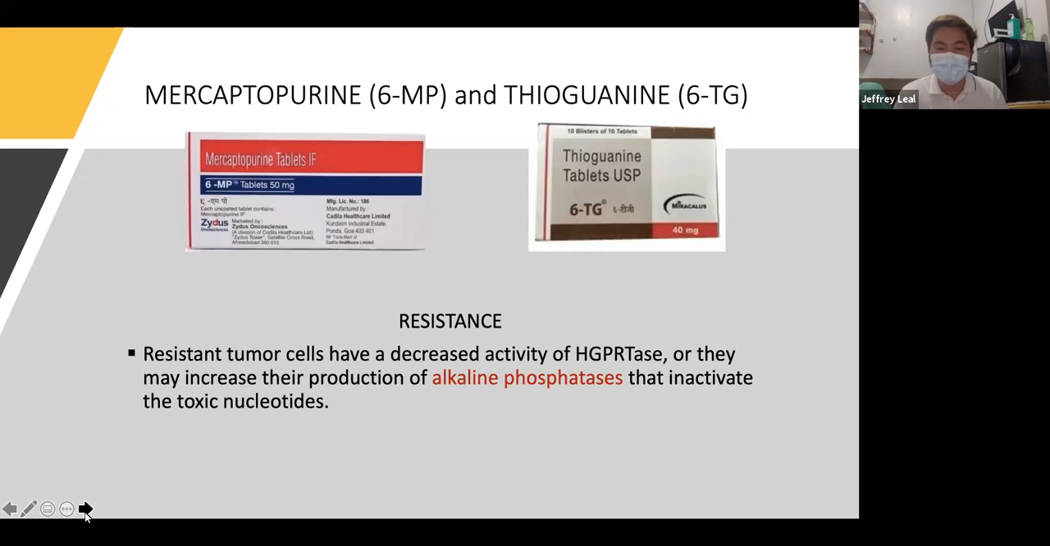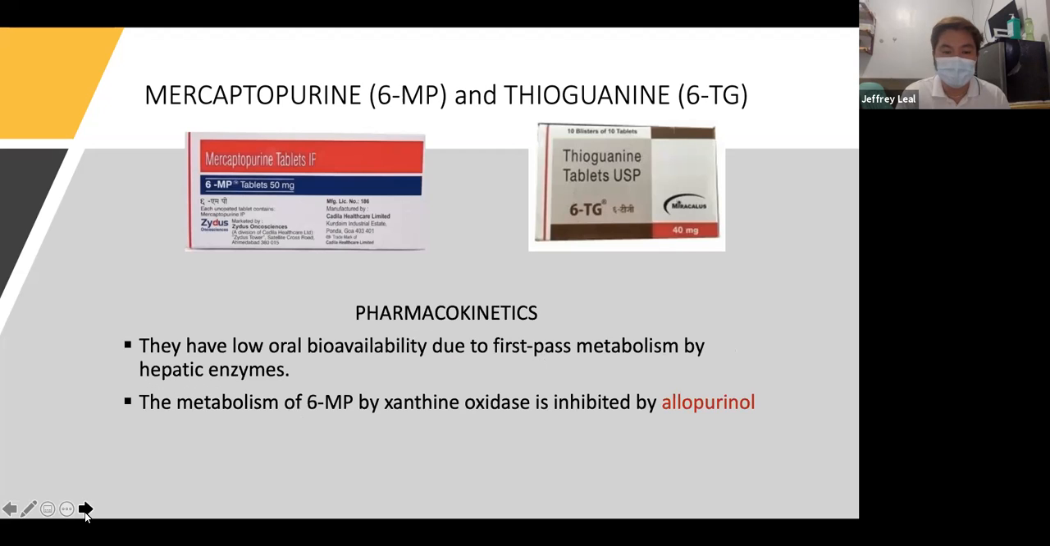So resistant tumor cells have decreased activity of HGPRTase, or they may increase the production of alkaline phosphatase that will inactivate the toxic nucleotides. They have low oral bioavailability due to fast first-pass metabolism by hepatic enzymes. And the metabolism of mercaptopurine by xanthine oxidase is inhibited by allopurinol.